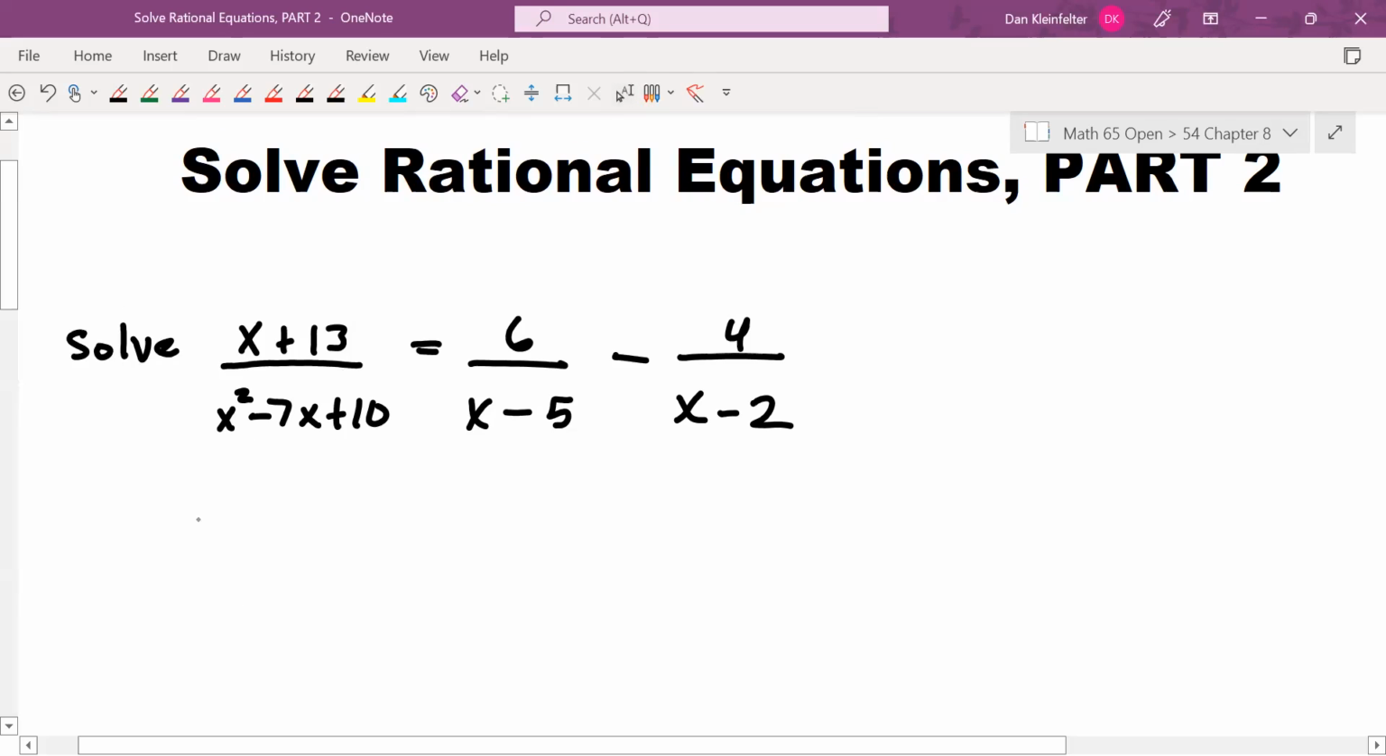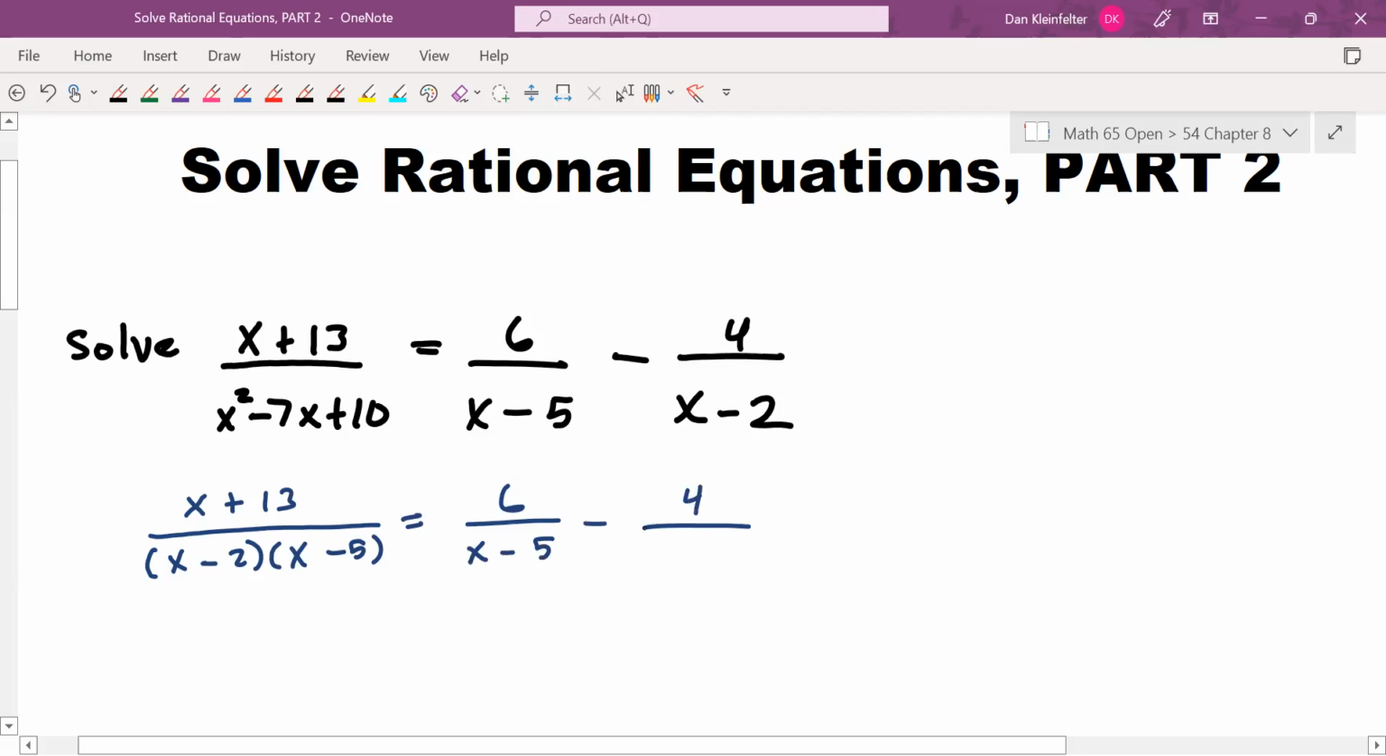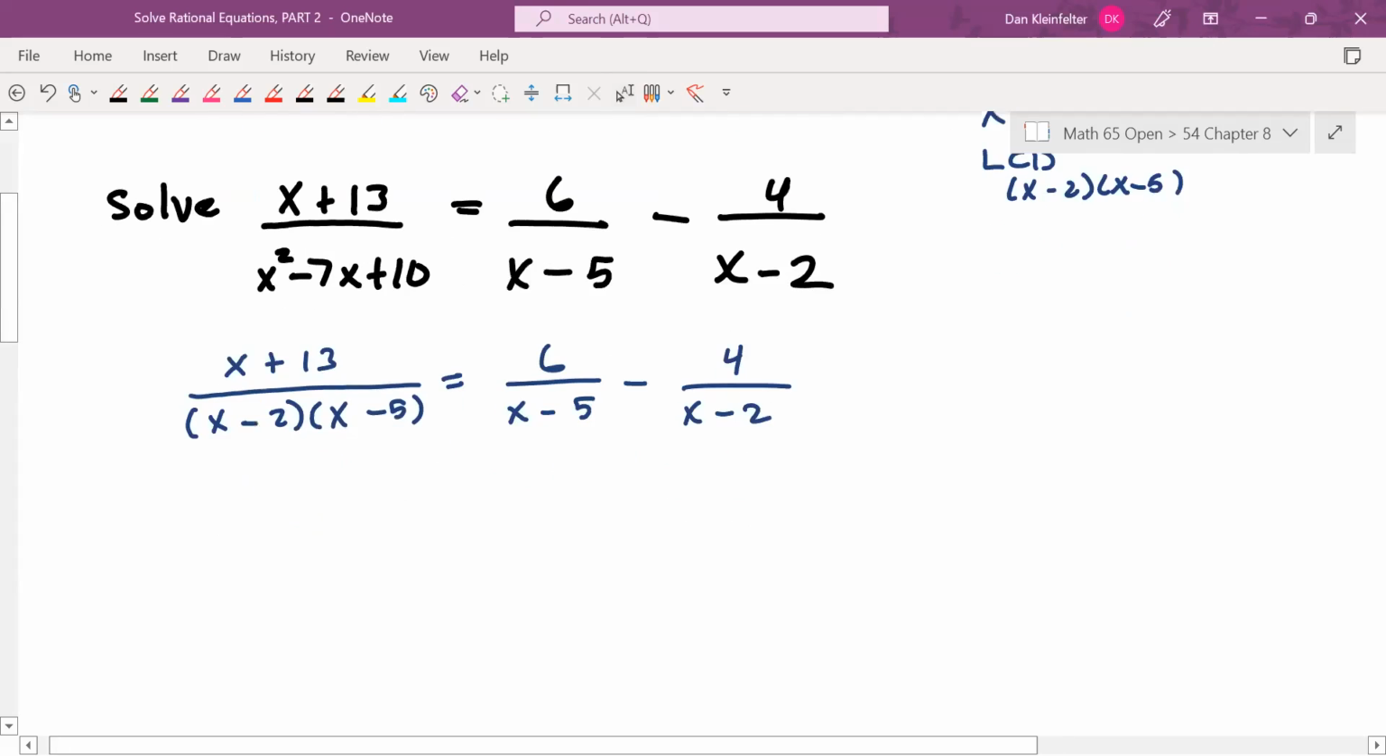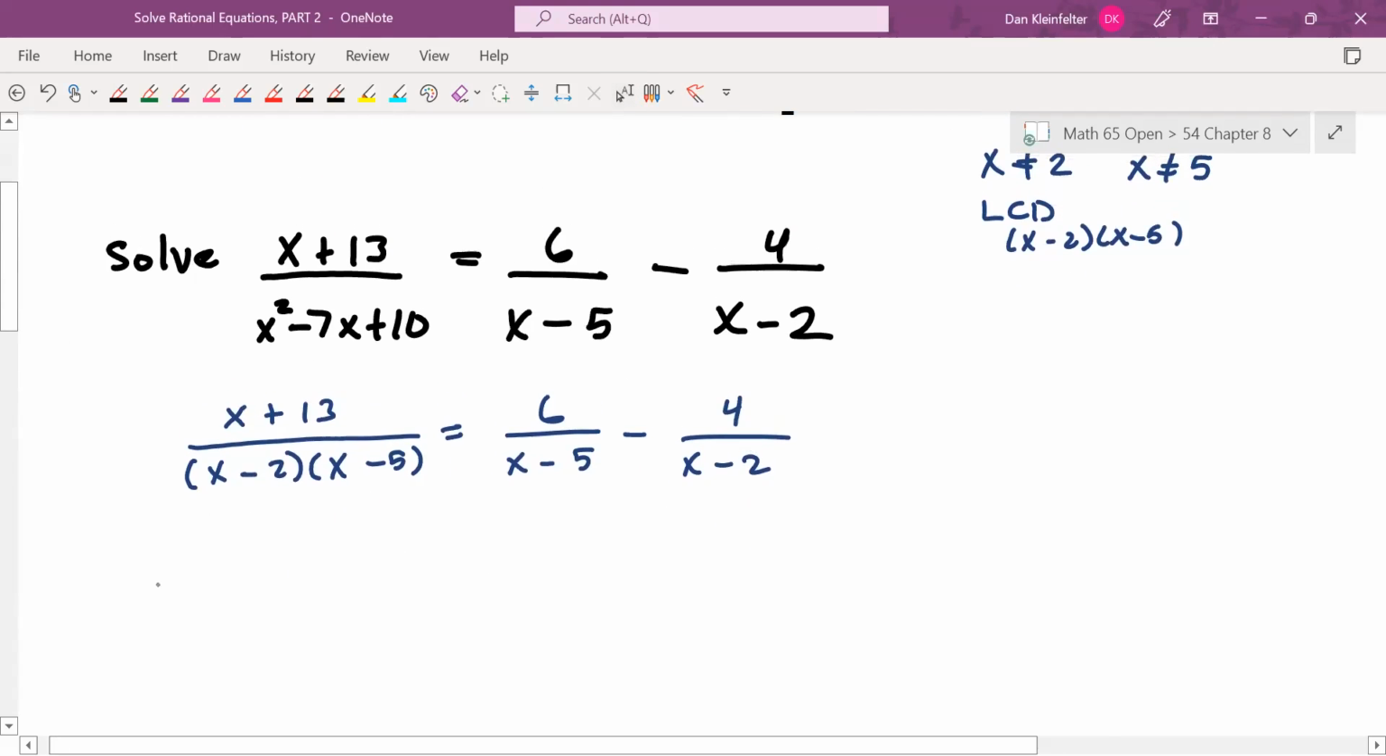Okay, so here, the first thing that I would do is factor that denominator on the left-hand side, because we want to be sure of what x's we're excluding. And it looks like we're going to be excluding 2 and 5. So let me just make a note of that. So x is not equal to 2, x is not equal to 5. And our LCD is going to be x minus 2, x minus 5. Okay, so then we're going to multiply both sides of our equation by x minus 2, x minus 5.